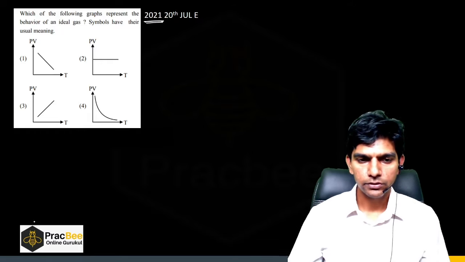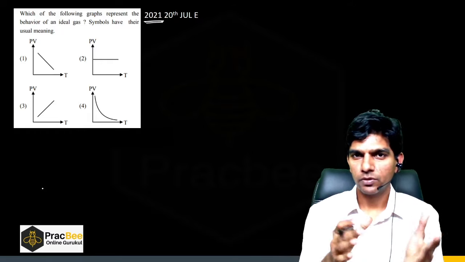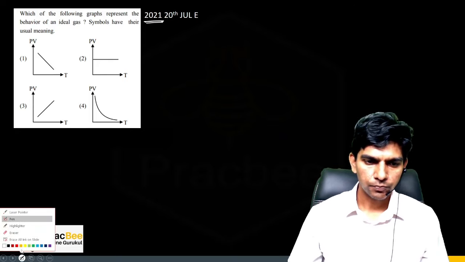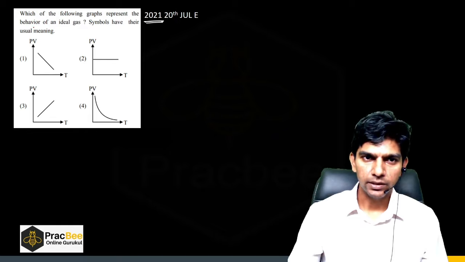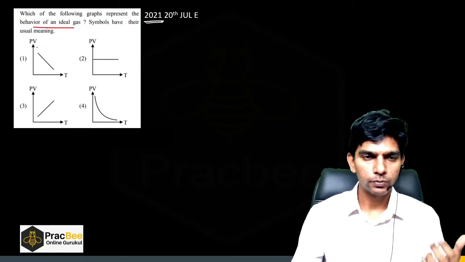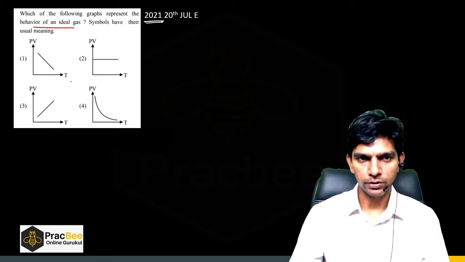It is again a very easy question. So again pause the video, try to solve this question on your own. Which one of the following graphs represents the behavior of an ideal gas? Symbols have their usual meaning. So P stands for pressure, V stands for volume, T stands for temperature.